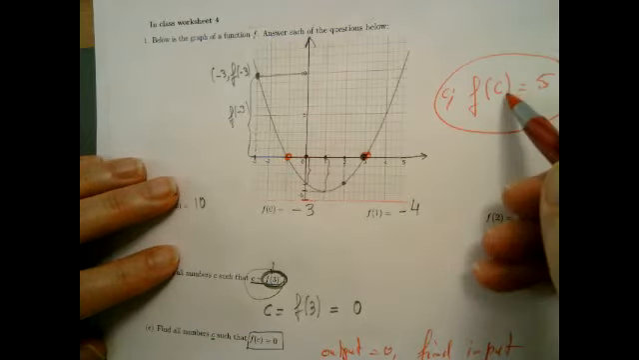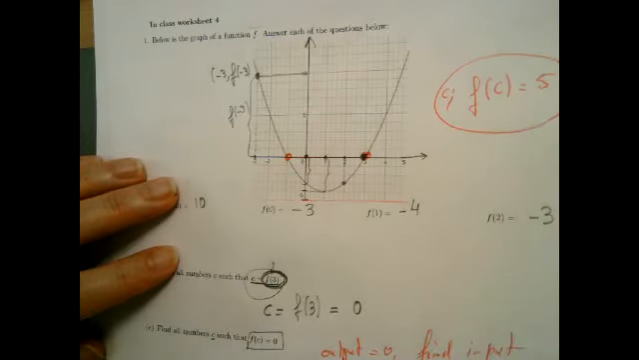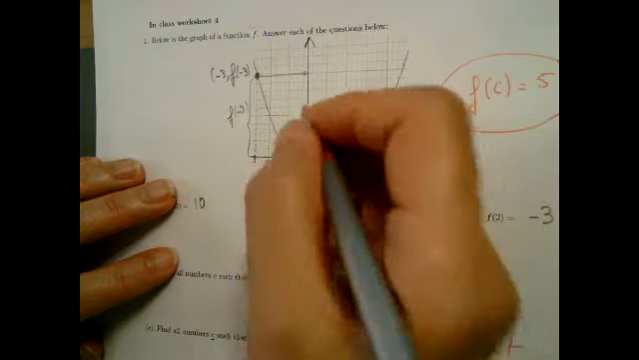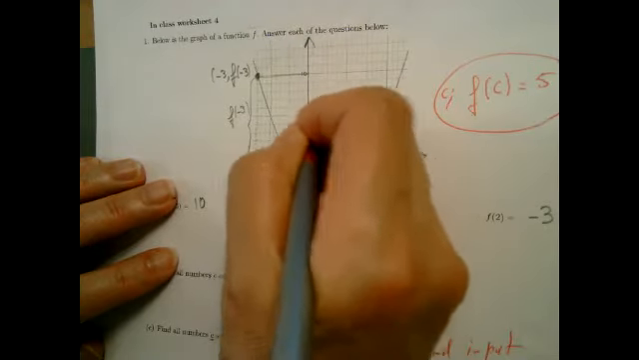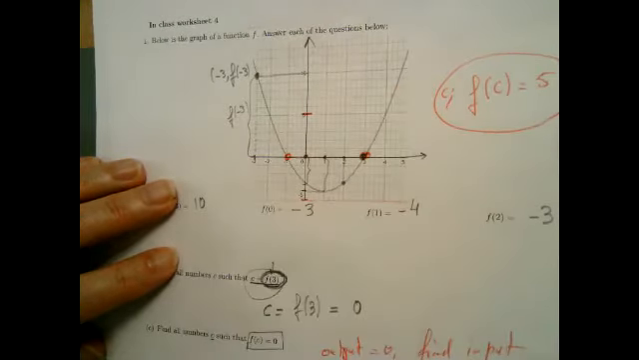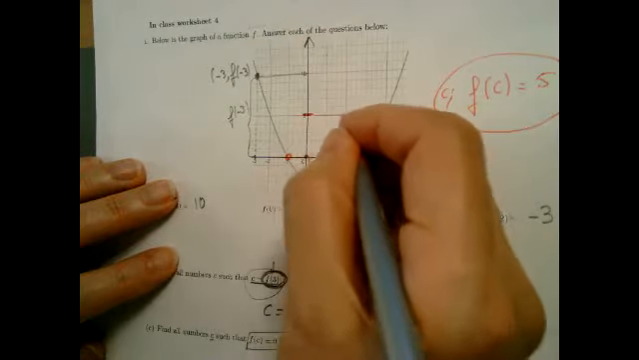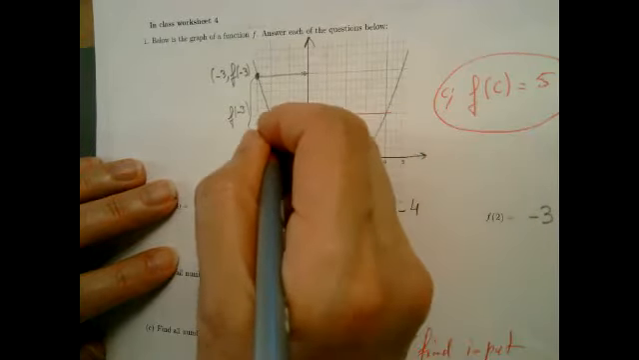So I need the input. I need the 5. Okay, answers? -2 and 4, is Christian correct? Let me check. 5, it means this is my output. That's what's given to me. And I want this to be right there.